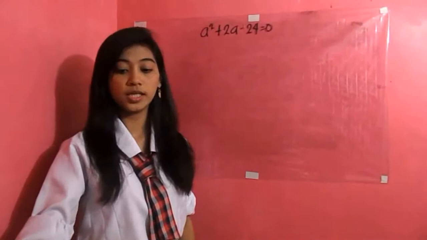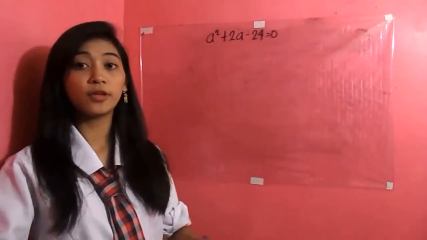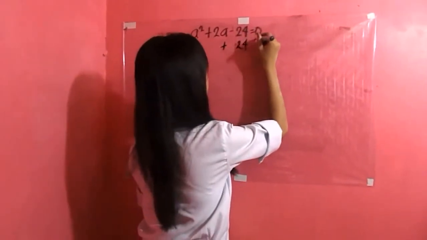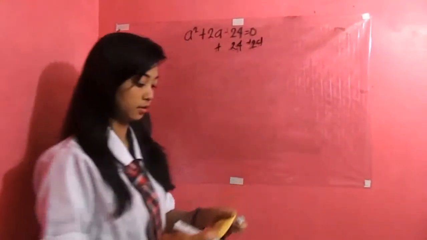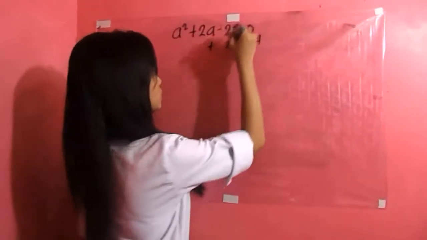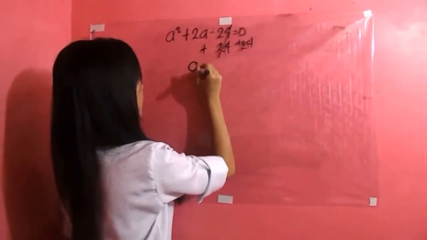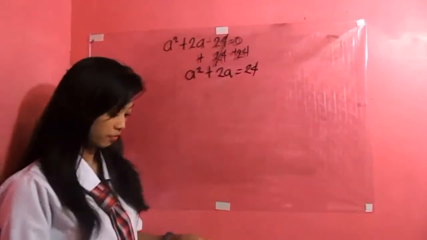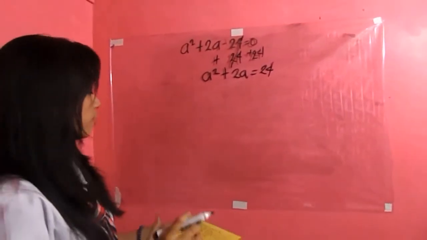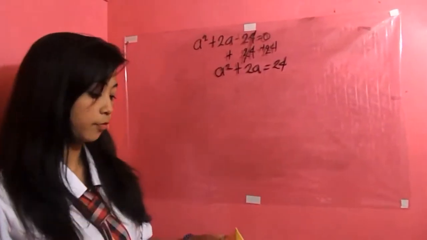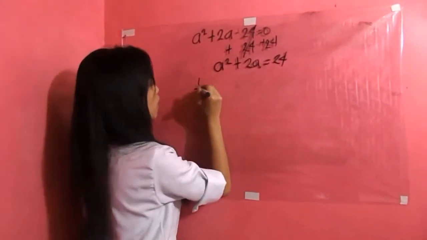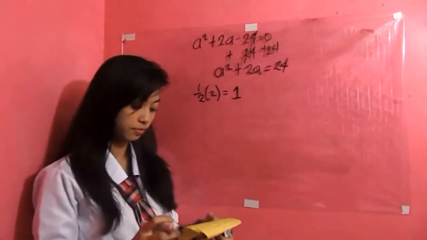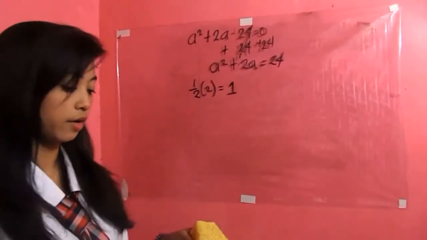Here, all you're going to do is get the number on the right side, so I'm going to add 24 to both sides. 24 plus 24. So this side is equal to 0, we cancel, and the result is a squared plus 2a equals 24. Whatever number is in front of a, take half of it, so 1/2 of 2 is equal to 1. And get the square of the answer.